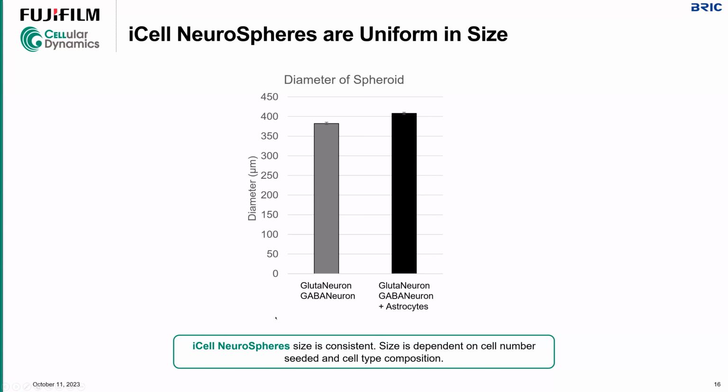You can see that if you, for example, mix 22,500 glutaneurons and GABA neurons all together, you will have a very specific range of diameter of those spheroids. If you add an additional 2,500 astrocytes, as shown here, the diameter goes up a little bit, but again, look at how reproducible the information is. This is really consistent across the plates, across the setups and different times and so on.